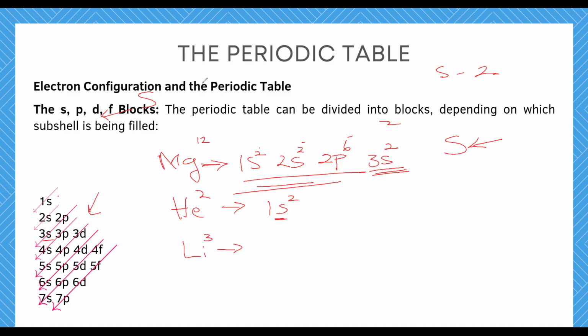1s raised to power 2. Yes, what else? Then 2s raised to power 1. Thank you very much, because we've taken 2 electrons here, and over here can only take 1 more electron because we have 3 electrons in total. So you can see this also ends with the s subshell, telling us that all of them are located in the s block.